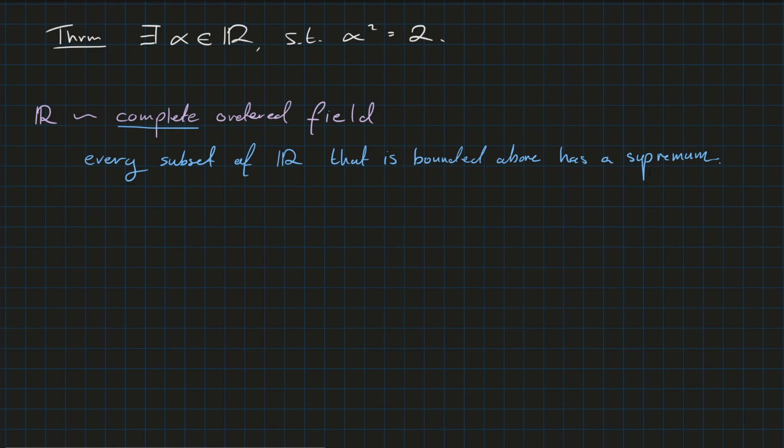Okay, so we're going to use that to find this number alpha, and this number alpha is like the square root of 2, right? Its square is 2, so we're going to be proving that the square root of 2 is a real number. Okay, so let's get into it. So proof.